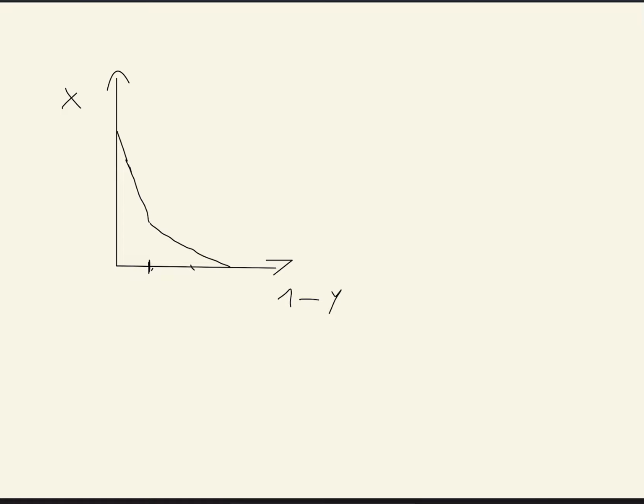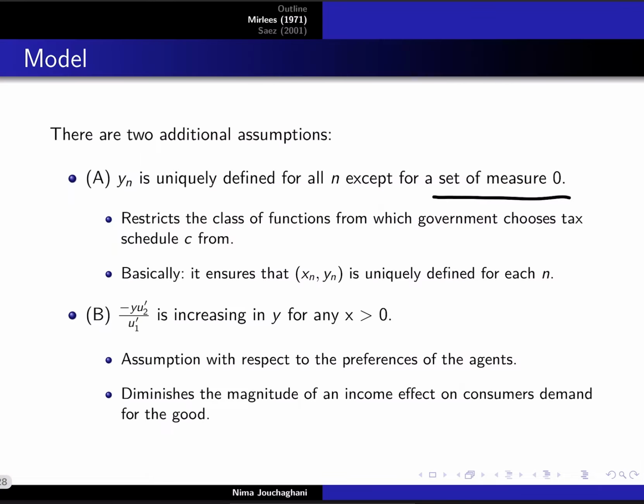Then, depending on how your preferences look, you can have an indifference curve which is tangential here, and at the same time tangential here. So you have two points where the indifference curve is tangential to the budget constraint because the budget constraint is not linear anymore. Then the question is, which one of those two points do you consider when you want to maximize welfare? In order to avoid those issues, the author is simply making the assumption that yn is uniquely defined.